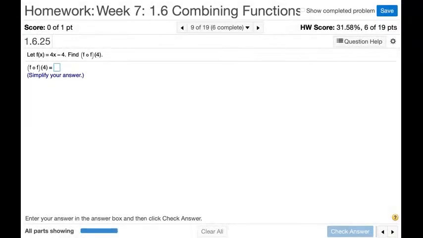So if we plug 4 into f, 4 times 4 is 16, minus 4 is 12, and then plug in 12. 4 times 12 is 48, so the final result is 44.